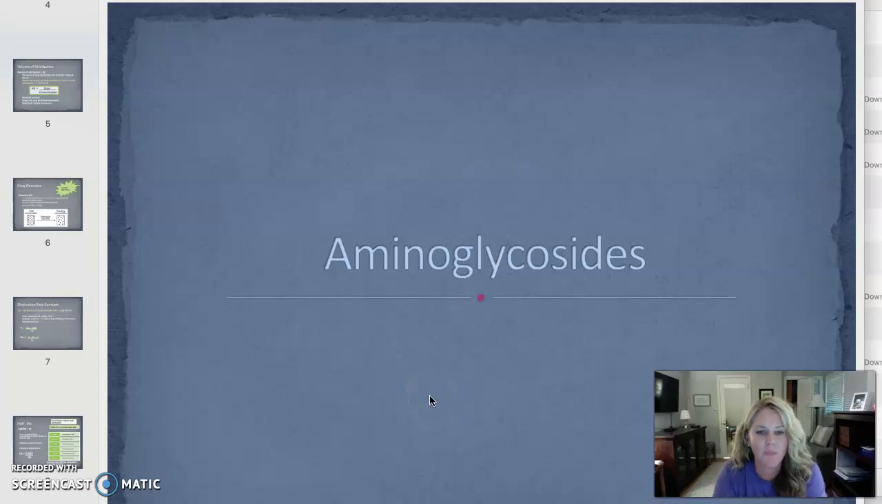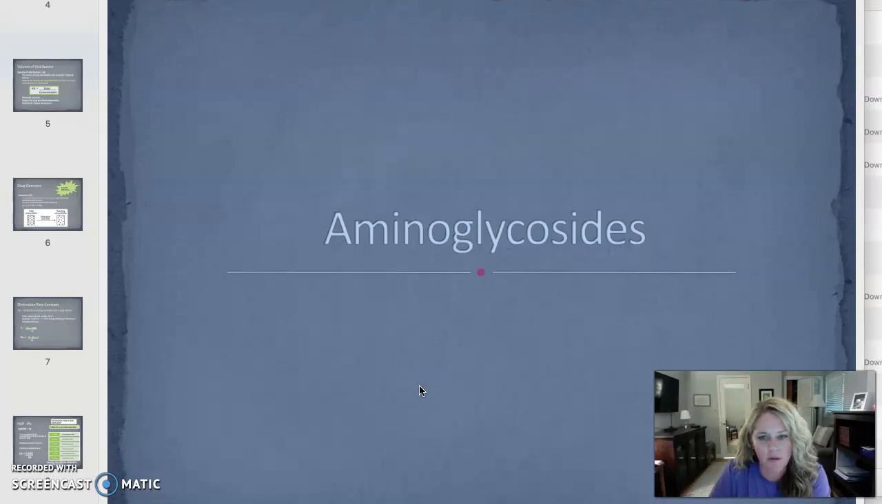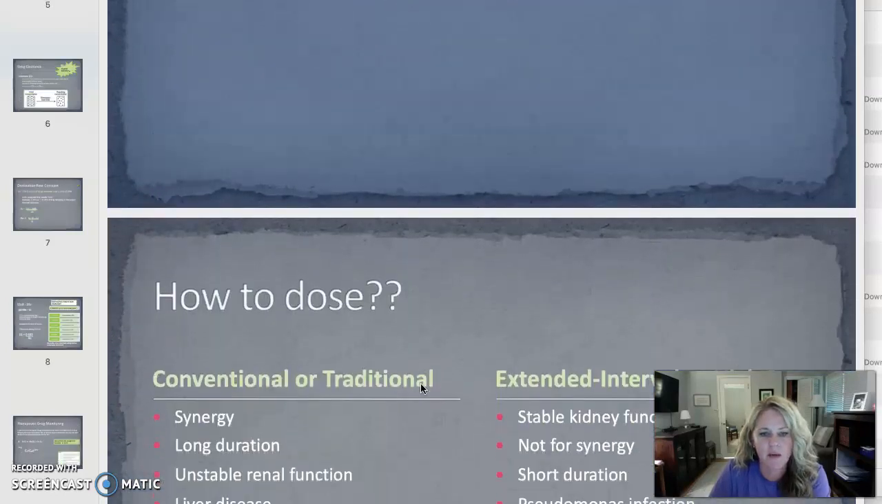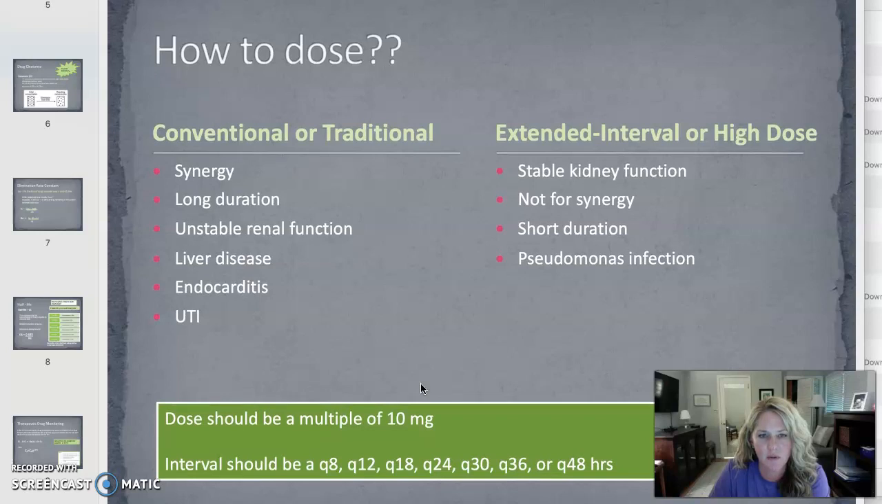Okay, so we're back with aminoglycosides now. Again, just a quick review. Hopefully this will be helpful. So how do we dose aminoglycosides? There's a couple different ways.